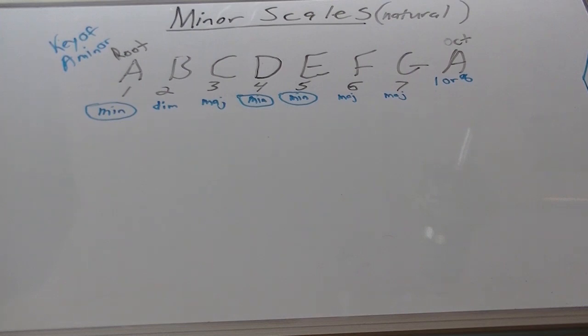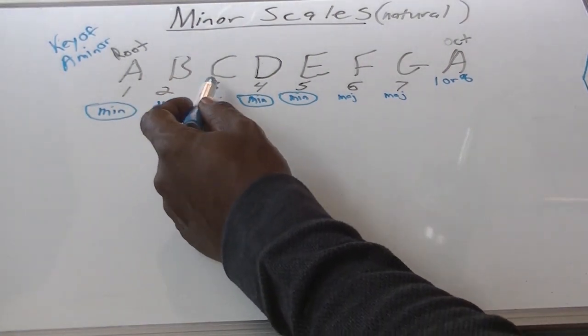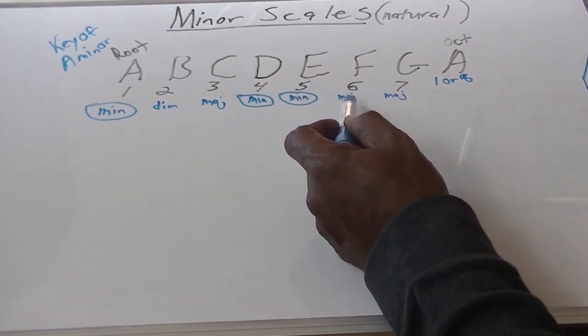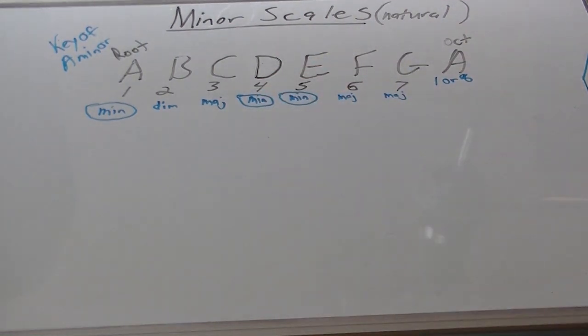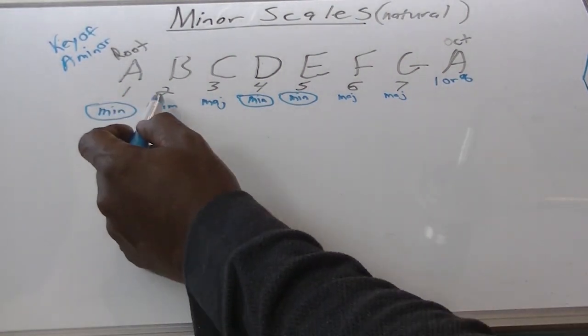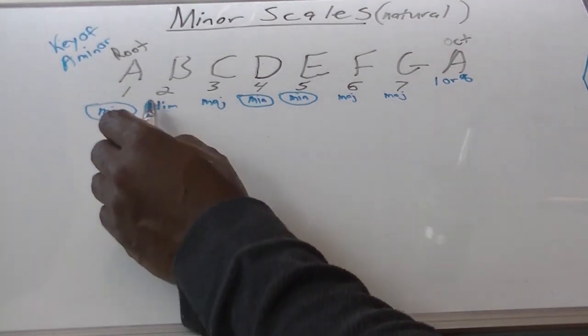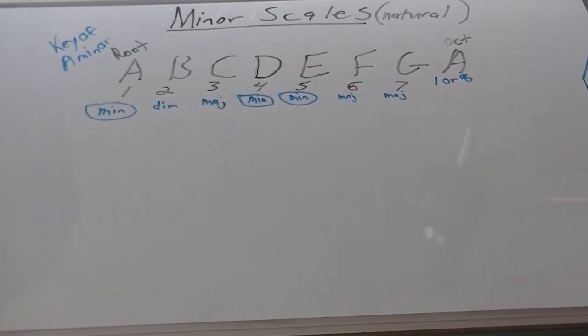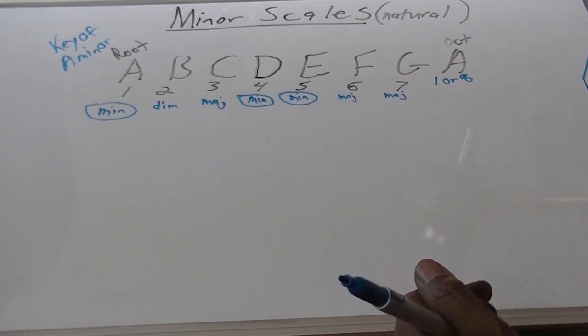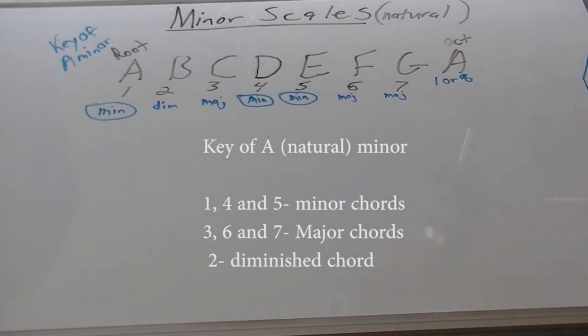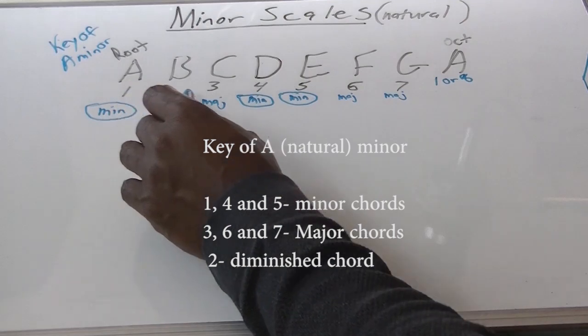And we have 3 major chords. However, the major chords are now the chords that represent the 3rd note of the scale, the 6th note of the scale, and the 7th note of the scale. And finally, we have our diminished chord, which represents the 2nd note of the scale. So as you can see, we have three minor chords, 3 major chords, and a diminished chord. This is the same as when we're dealing with a major key, but the difference is the chords are in different places as far as the numbers are concerned.